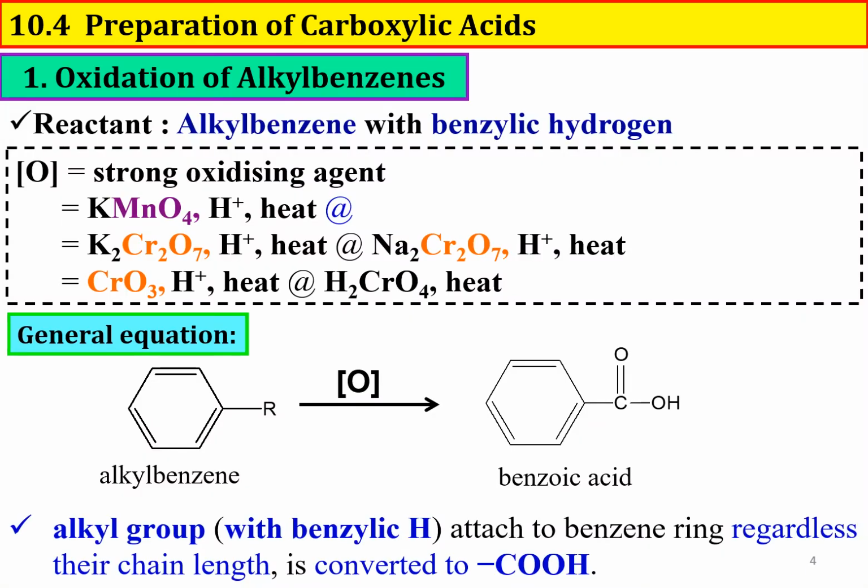Oxidation of alkylbenzenes. Students already learned this in chapter 6, benzene and its derivative. The reactant is alkylbenzene with benzylic hydrogens. We're using a strong oxidizing agent here: hot acidified potassium permanganate, hot acidified potassium dichromate or sodium dichromate, or chromic acid. From the general equation, the alkyl group R with benzylic hydrogens attached to the benzene ring, regardless of its chain length, is converted to COOH. As long as there is at least one benzylic hydrogen on the alkyl group attached to the benzene ring, it will be converted to COOH.